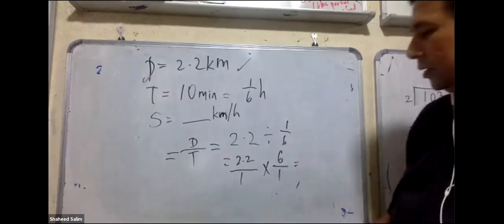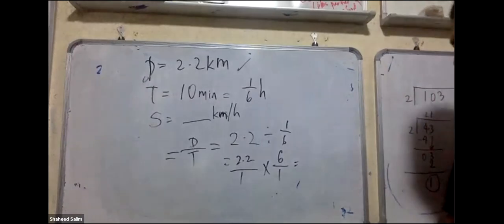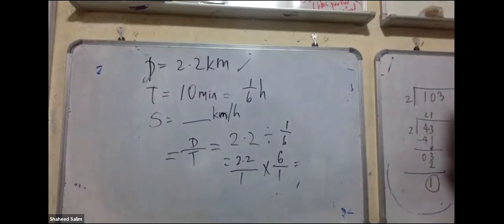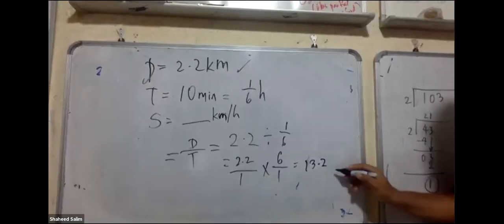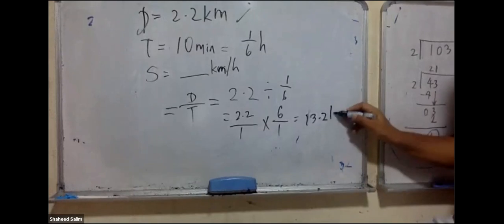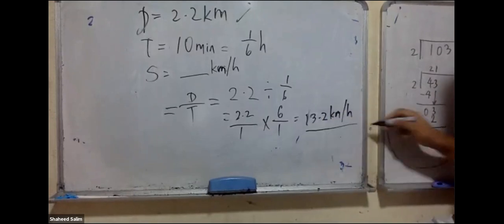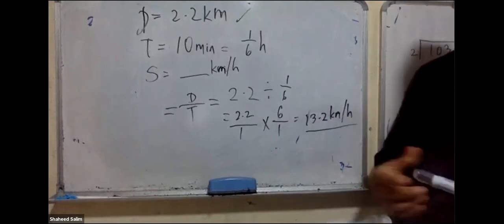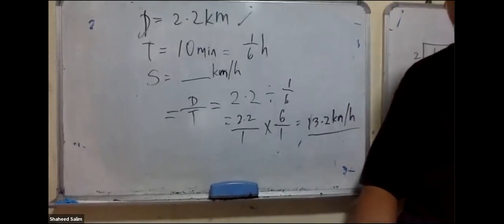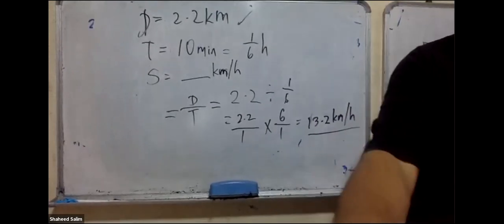So what's the answer? 13.2 km per hour. Is it all right? You're not confused, right?